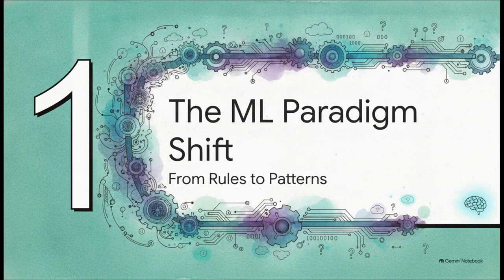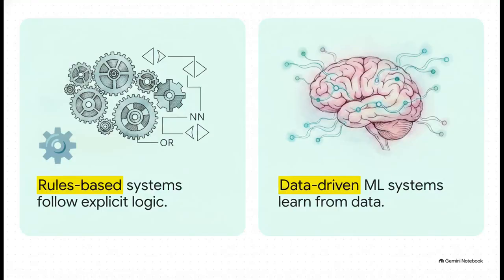All right, let's kick things off with section 1, the ML paradigm shift. You know the drill. Traditional IT systems are explicitly rules-based, right? You write the logic, the system executes it. If X happens, then do Y. Simple enough. But as our infrastructures scale up, those rule sets become impossibly complex to maintain.